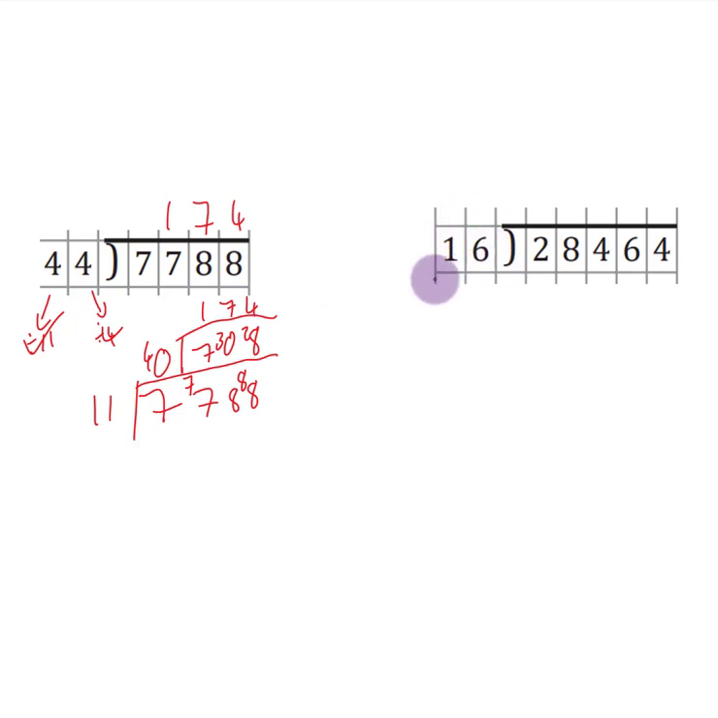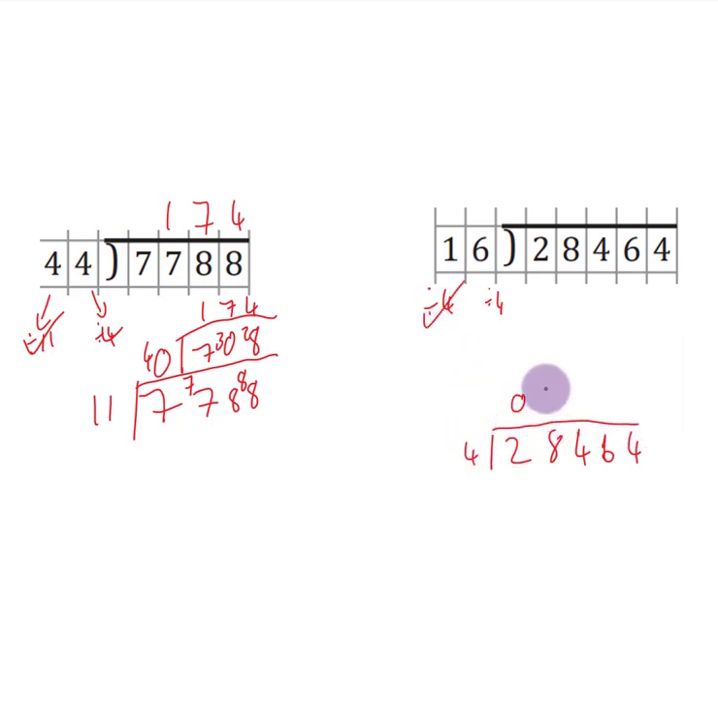So 16, simply divide by 4. Divide by 4 is what I'm going to do. So 28,000, sorry, 464. And then I'm going to divide by 4 first.